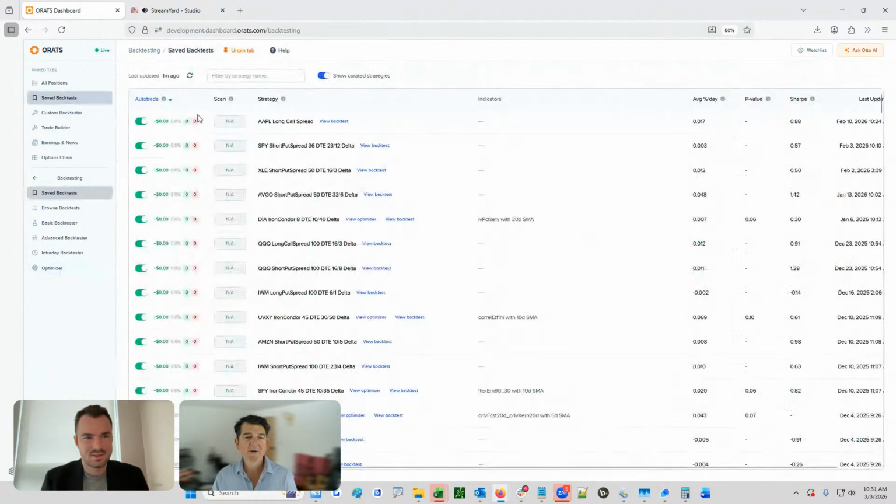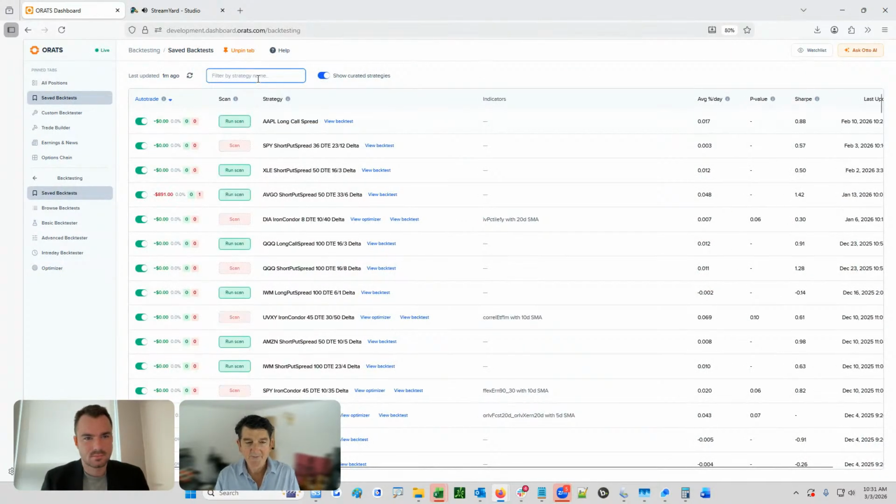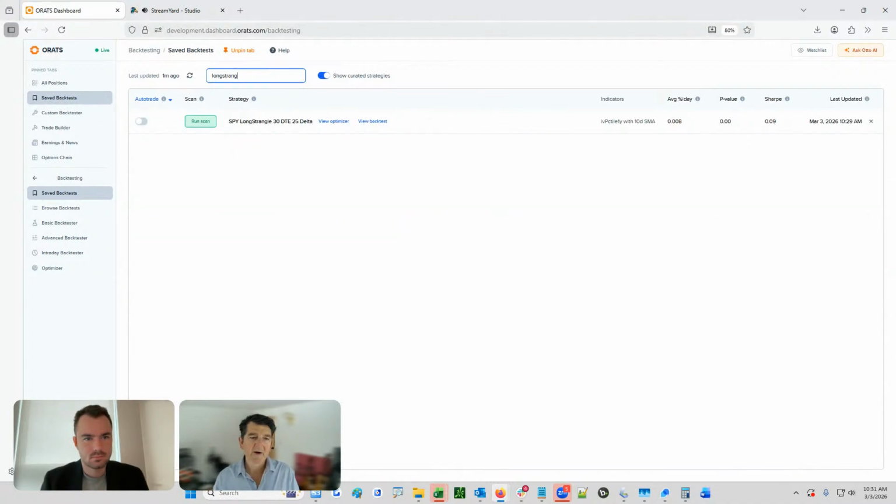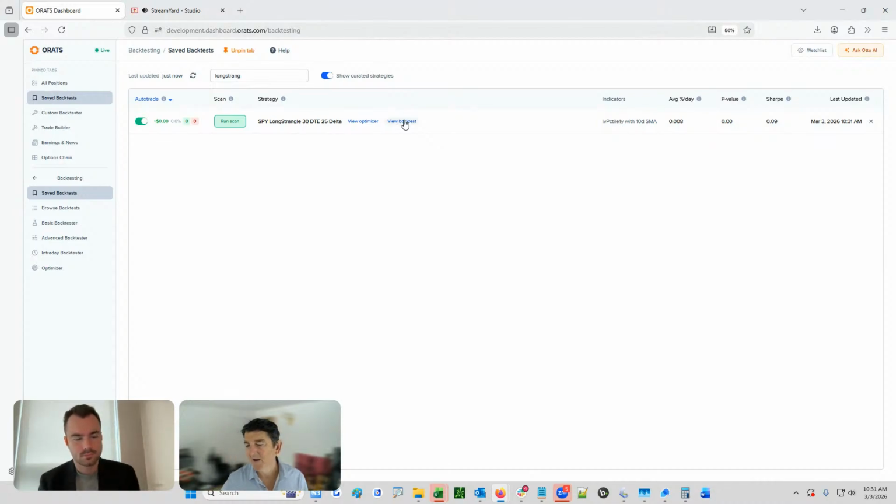So I put this in my saved back tests, long strangle. I'll turn this auto trader on, and you can see that it's green right now. That means it's in the market, and you can see the optimizer and the back test for this. So why don't we leave it there, Tyler? We did scanning, and we did back testing, and then we optimized, and we found out when the best time is to get in using the IB percentile, which we think is a better indicator than the IB rank.